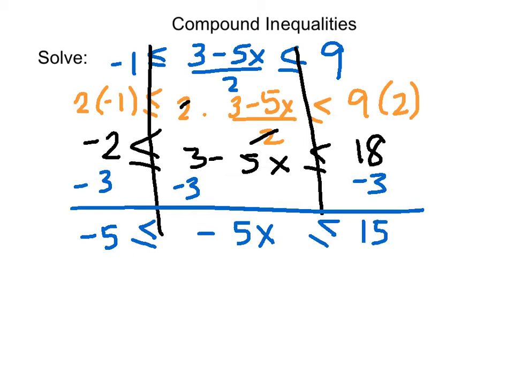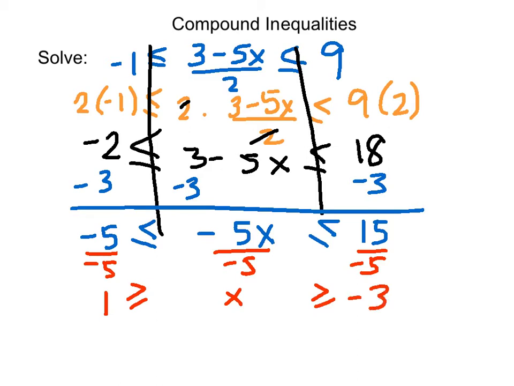My final step will be to divide by that negative 5 in the middle. Since I'm dividing by a negative 5, as we learned in the previous video, my inequality symbols are going to change directions. So this is 1 is greater than or equal to x is greater than or equal to negative 3. To write this final answer, we always want to report our inequalities with our smaller number on the left and our larger number on the right.